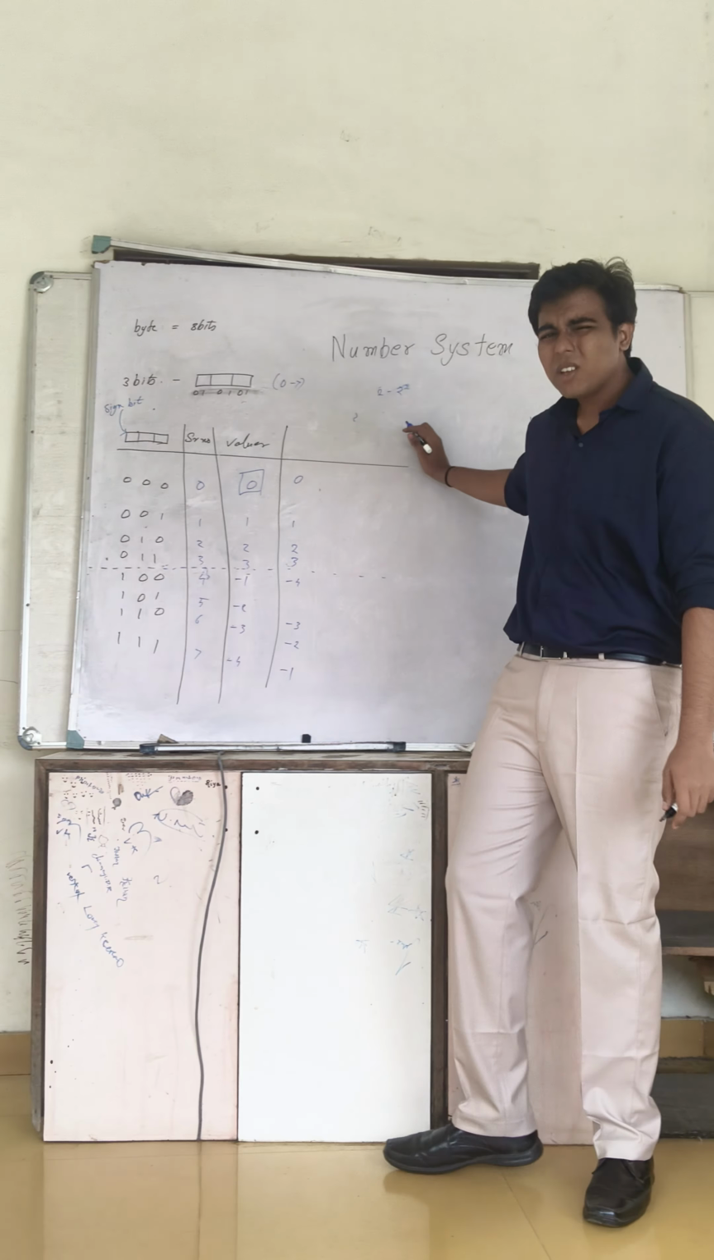Again, now we have 8 bits, right? So for 8 it will be 256. So the possible number of combinations that a byte can hold is 256. You can represent 256 numbers using 8 bits. Alright. So these are the possible numbers it can represent.